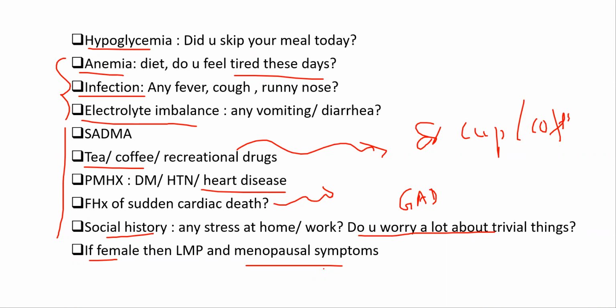So the format is always the same. So your format of history is initially you introduce yourself and you greet the patient, reassure the patient. If it's an acute case, make sure the patient is vitally stable. If the vitals are already given in the stem, no need to make sure that the patient is stable or not, because you should already know. And then start with the history of presenting complaint. In this case, it's palpitation, then associated symptoms, then all the differential diagnosis, and finish with past medical history, family history, and SADMA.